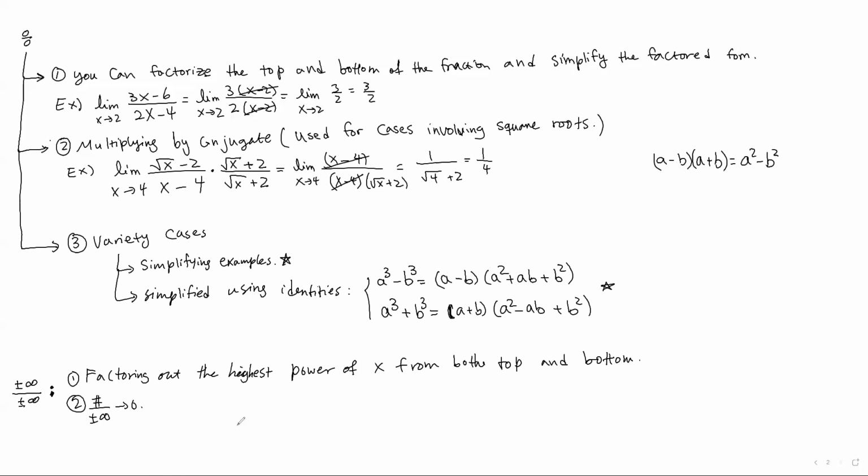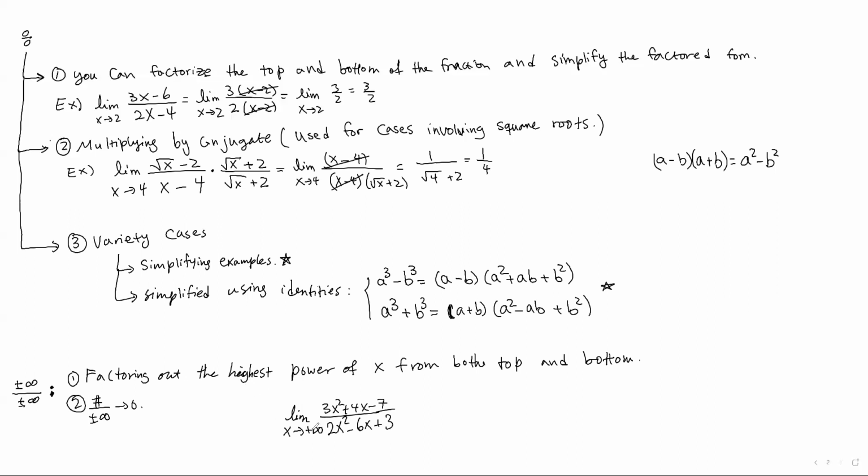Because when you end up factoring out the highest power of x up top and at the bottom, you end up getting fractions that you can just cancel out. I'll give you an example of this one. This one is simple enough that we can just fit an example in this video. Let's say you have the limit as x approaches positive infinity of 3x squared plus 4x minus 7 over 2x squared minus 6x plus 3.